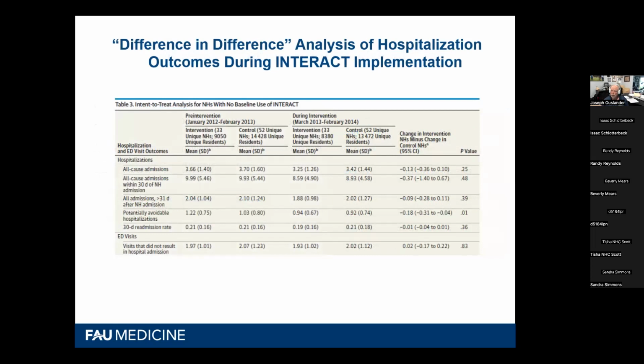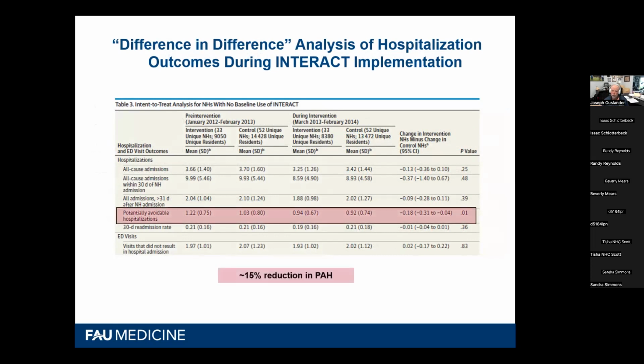And overall, if you adjust for multiple comparisons, there was not a significant effect. But if you look at potentially avoidable hospitalizations, there was about a 15% reduction in potentially avoidable hospitalizations in this large study.